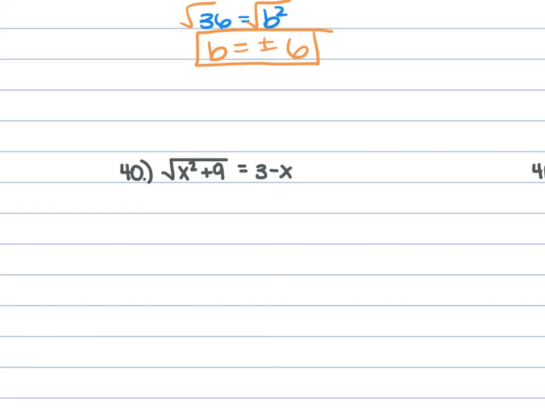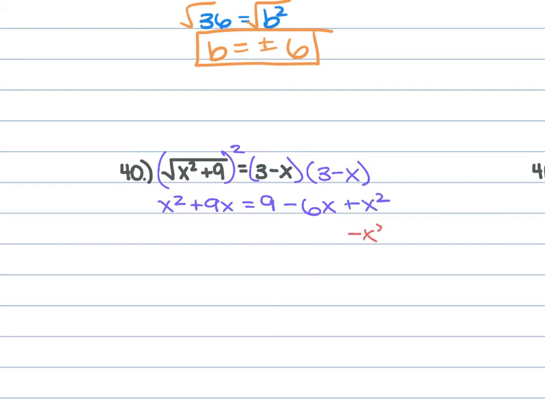For 40, same thing. We're going to isolate the radical, which it already is, and then we're going to multiply that binomial by itself. So 3 minus x times 3 minus x. This is going to give us x squared plus 9x is equal to 9 minus 6x plus x squared.